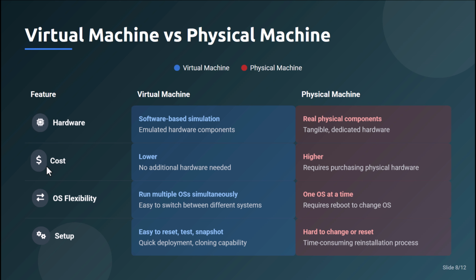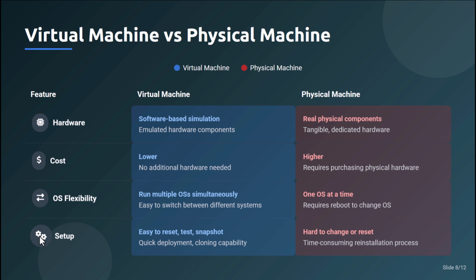Next is cost. Setting up multiple physical machines is expensive. With virtualization, one machine can run multiple operating systems, so it is cost effective. Next is OS flexibility. A physical machine usually runs just one OS at a time. VMs let you run Linux, Windows and macOS all on the same host.